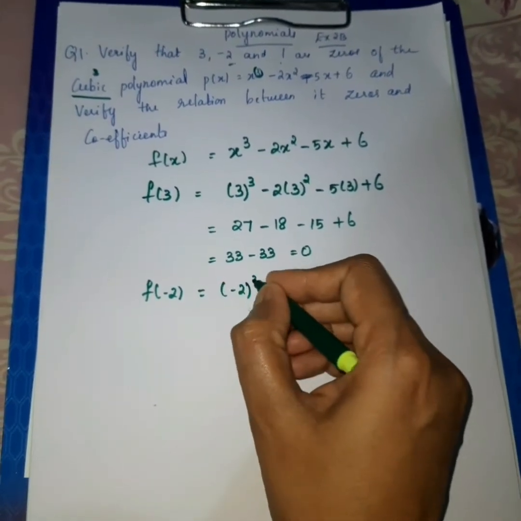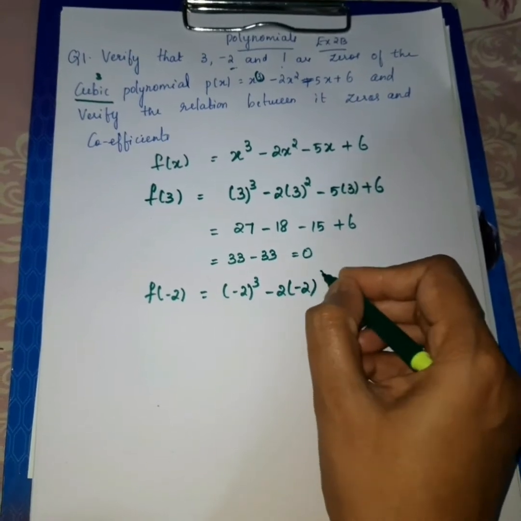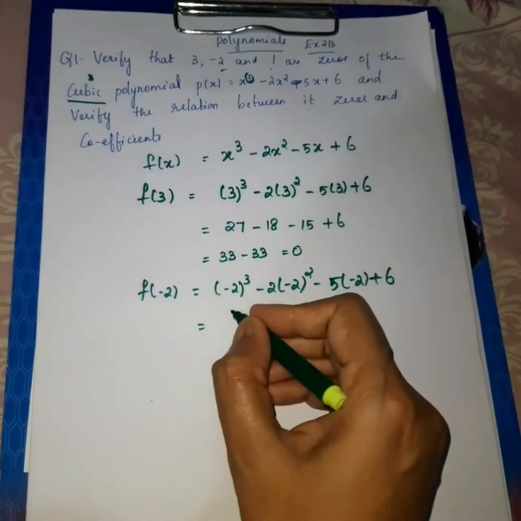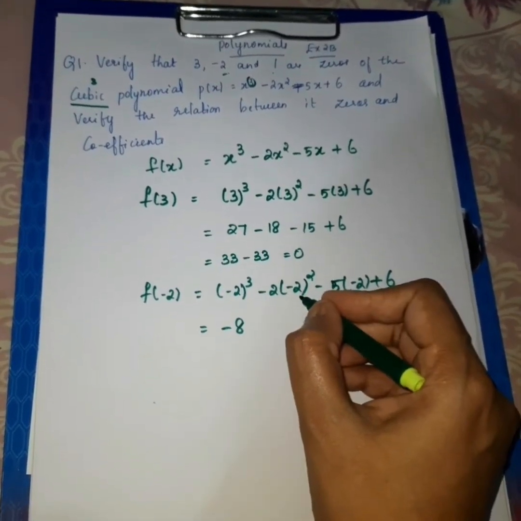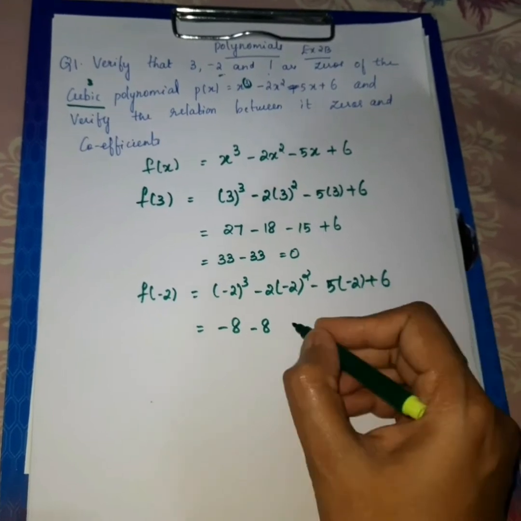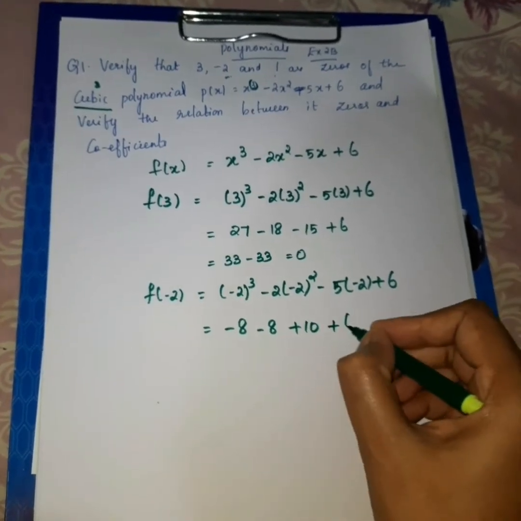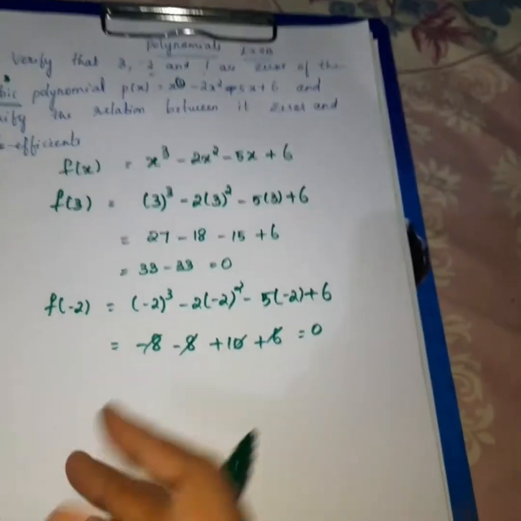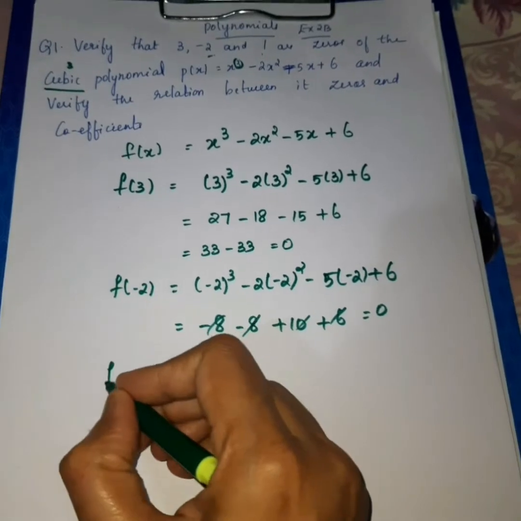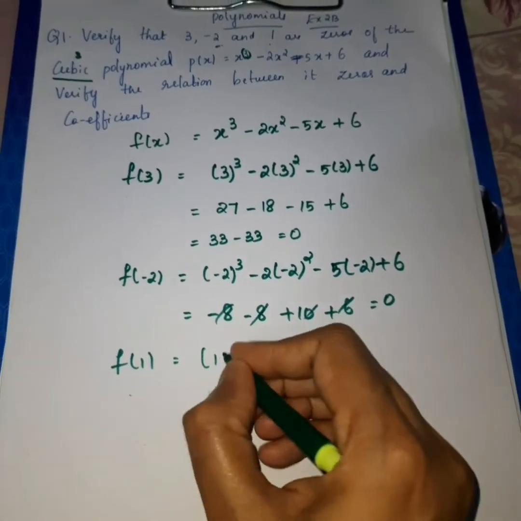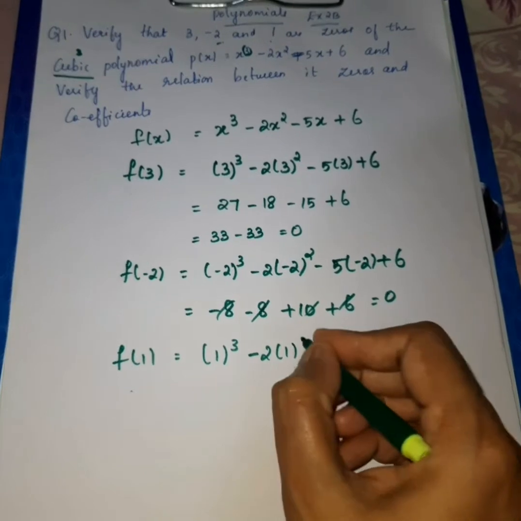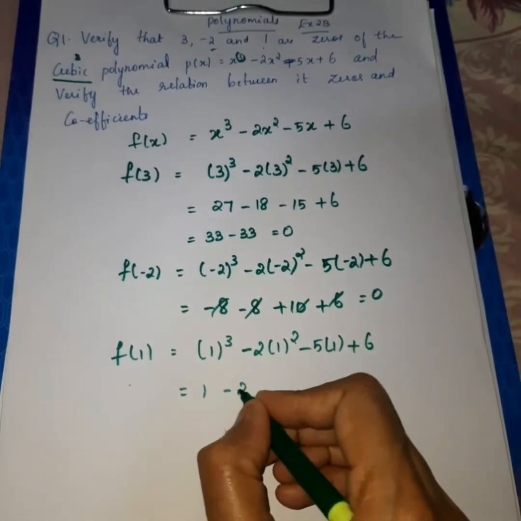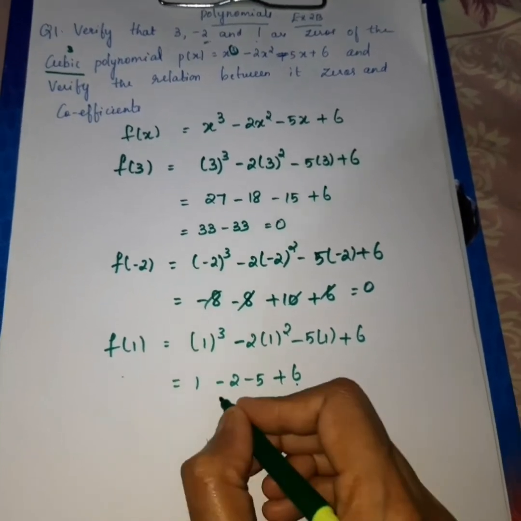Next we can verify for f of minus 2 by substituting the value of x as minus 2. So minus 2 whole to the power of 3, minus 2 into minus 2 whole to the power of 2, minus 5 into minus 2 plus 6. That's going to be minus 8, 4 2s are 8 again, minus 8, plus 10 plus 6, that's again going to be 0, minus 16 plus 16. Next we can substitute f of 1, that's the value of x as 1. So 1 cube minus 2 into 1 square, minus 5 into 1 plus 6. That's 1 minus 2 minus 5 plus 6. That's again 0.